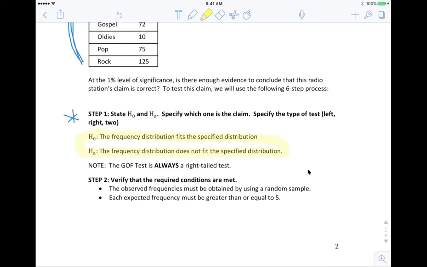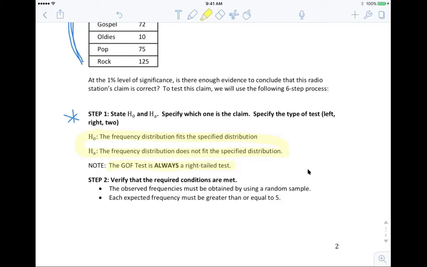Okay. Here's something nice. The goodness of fit test is always right-tailed. You don't have to decide because these are always the same, H sub 0, H sub A, and always right tail. So that's always step 1. That's step 1 for this problem.